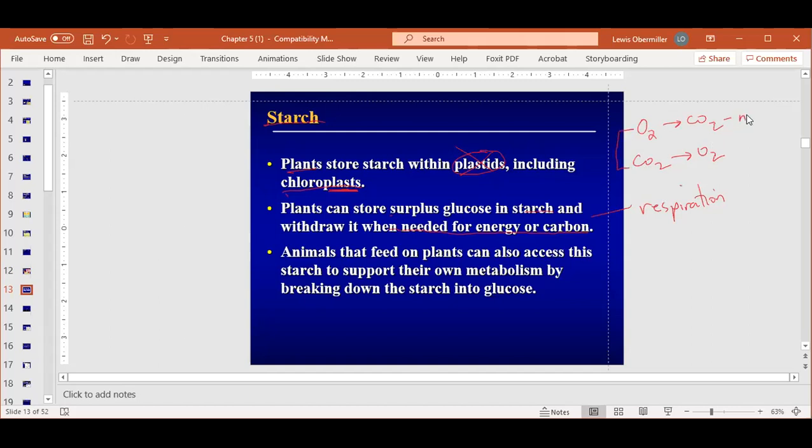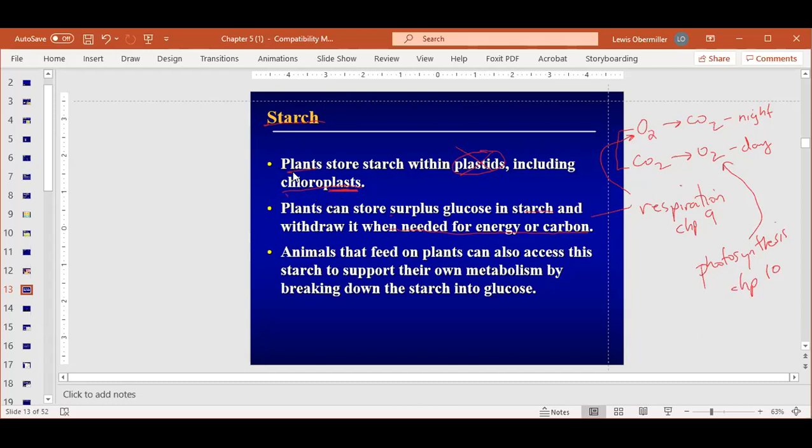They do this at night when there's no energy available, and this during the day when they can use photosynthesis to generate energy. So taking in oxygen and giving off carbon dioxide is called respiration. And taking in carbon dioxide and giving off oxygen is called photosynthesis. And we're going to learn about respiration in chapter 9, and we're going to learn about photosynthesis in chapter 10.